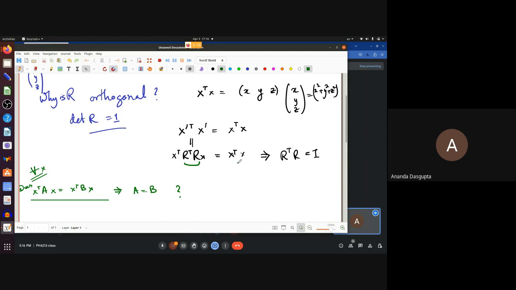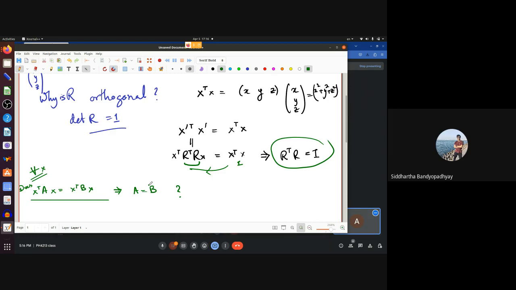Because R transpose R is x transpose identity x. And because this is true for all x, after all, the length of every vector has to stay the same, you are saying R transpose R is the identity. Is that what you are really saying here? Of course, it works the other way around, obviously. If R transpose R is the identity, then this will definitely be true, right? The implication the other way around is obvious. Similarly, if A is equal to B, then x transpose Ax will be equal to x transpose Bx for all x. Obvious implication. But is this true? That if x transpose Ax is x transpose Bx, then A equals B?